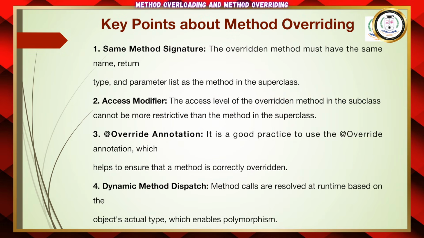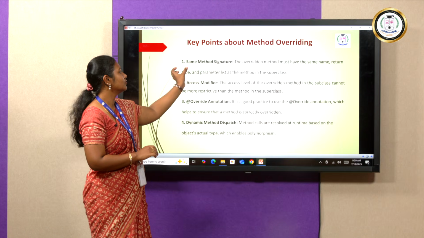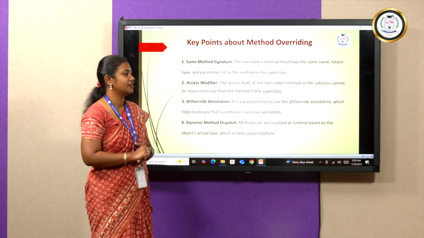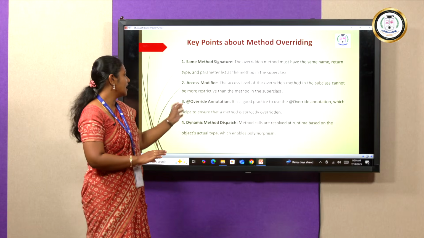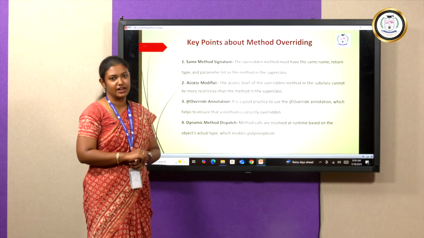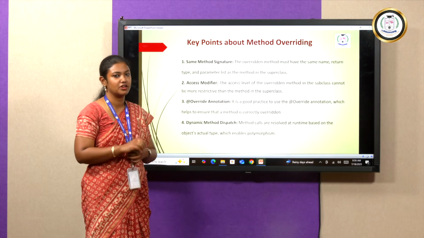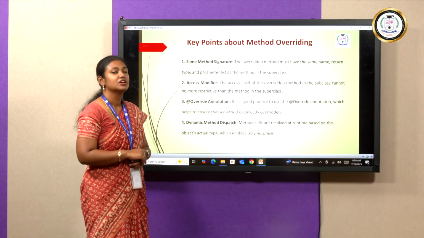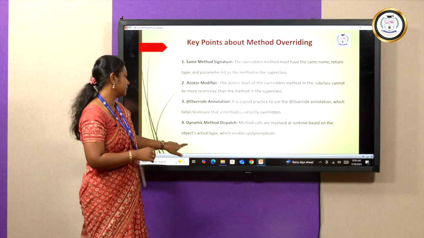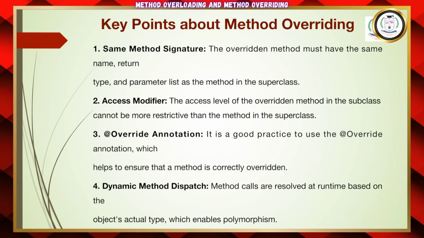So how are we going to see that? This is the key points that we'll have to remember when we are using method overriding. In method overriding, the same method should be used everywhere, and the second one is the access modifier, it shouldn't be restricted, and the third one is the @Override annotation that is used to denote where we are going to override it in the program, and finally the dynamic method dispatch that will be resolved during the runtime. What will be resolved? The method calls will be resolved.